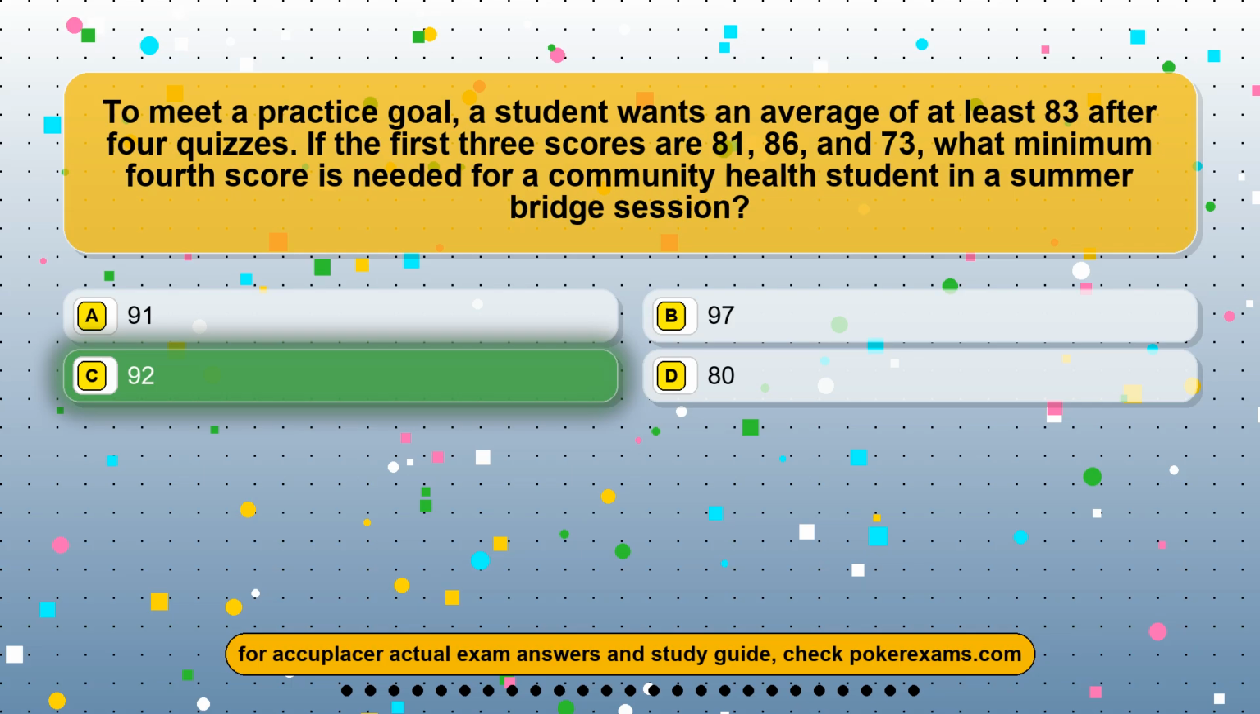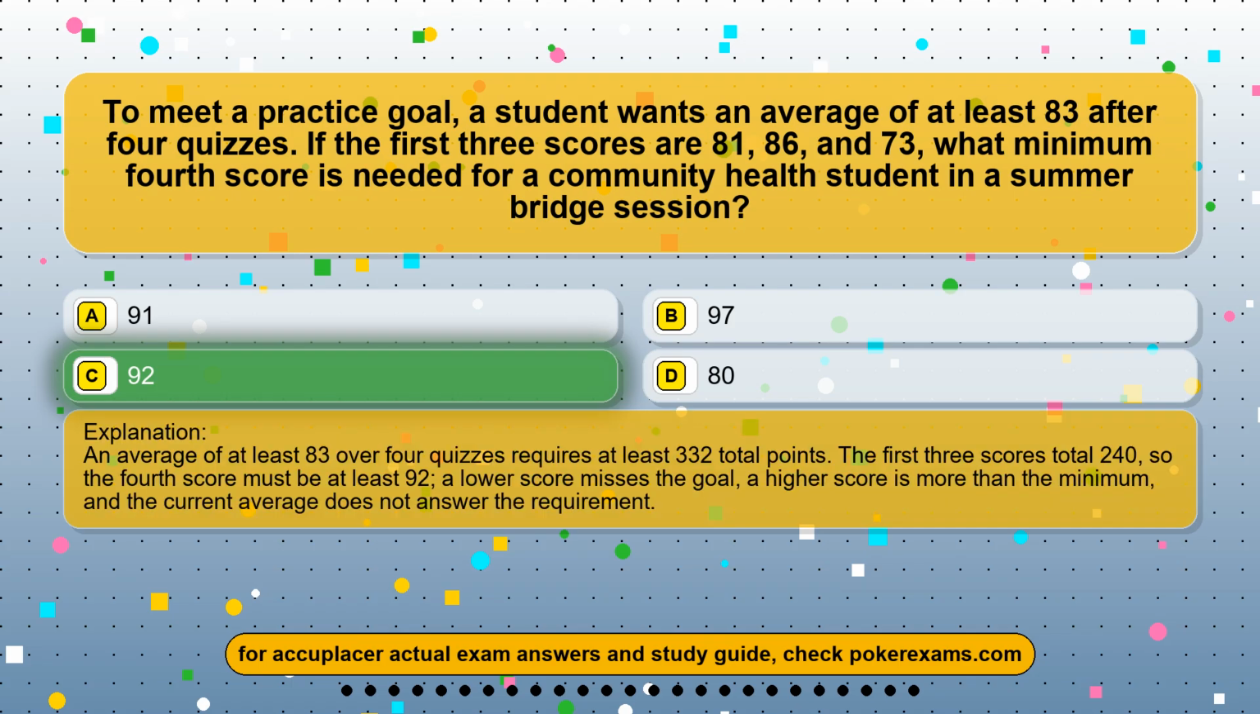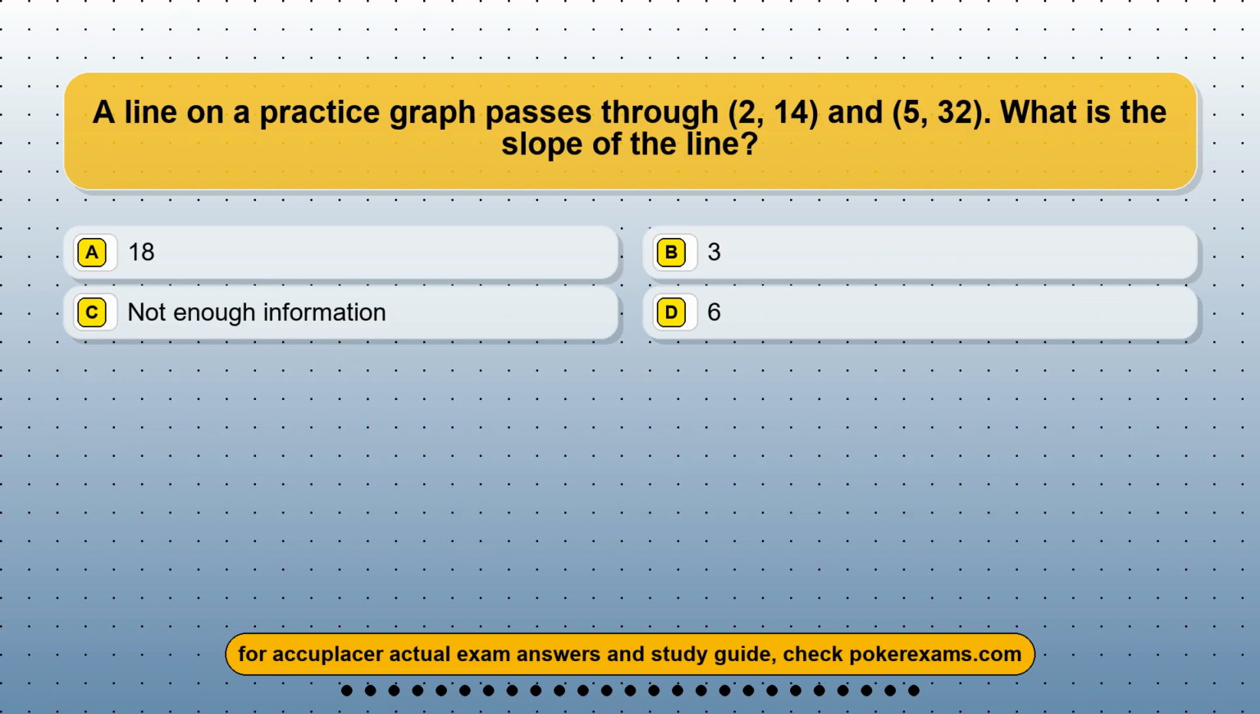The correct answer is option C, 92. An average of at least 83 over 4 quizzes requires at least 332 total points. The first 3 scores total 240, so the 4th score must be at least 92. A lower score misses the goal, a higher score is more than the minimum, and the current average does not answer the requirement.